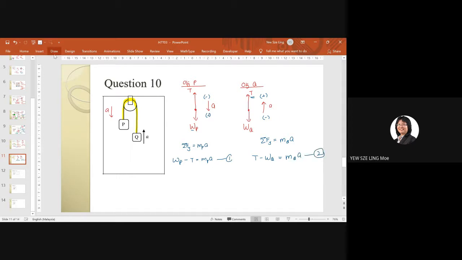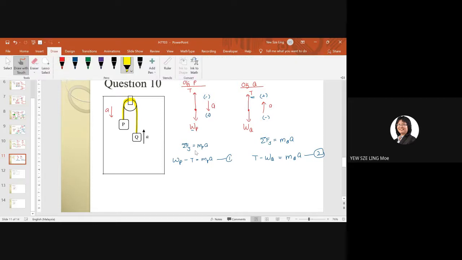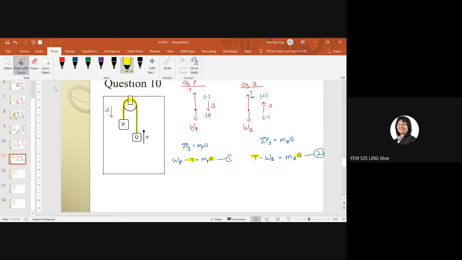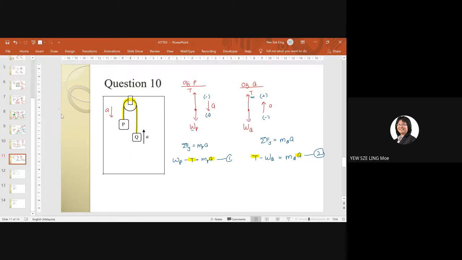Again, you can solve these questions using simultaneous equations because they have the same T and the same A. How do I know they have the same A? Because they are joined by the same string, so both of them must move with the same acceleration. This is how you simplify the equations: you identify the similar variables in the equations and think about how to connect the two equations together. You will have a better idea when it comes to the problem solving questions that we're going to discuss next week.